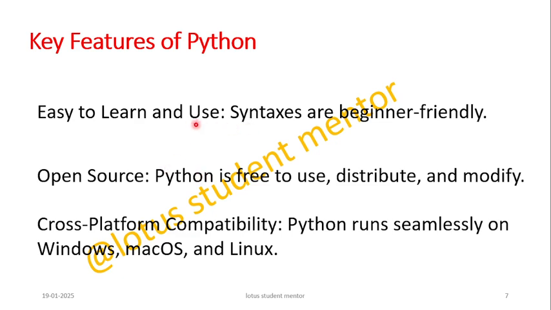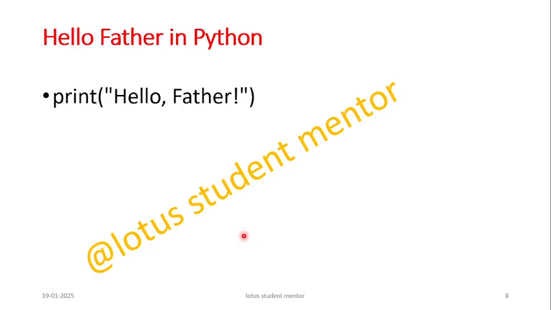And as I mentioned, it is easy to learn and use for beginners. Not only for beginners, it is very interesting. The syntaxes are beginner friendly. And there are many open source platforms available for using Python. And one more important key feature is cross-platform compatibility. What this means is that it works on Windows, and it also functions on Mac OS and Linux. So these are certain key features of Python.